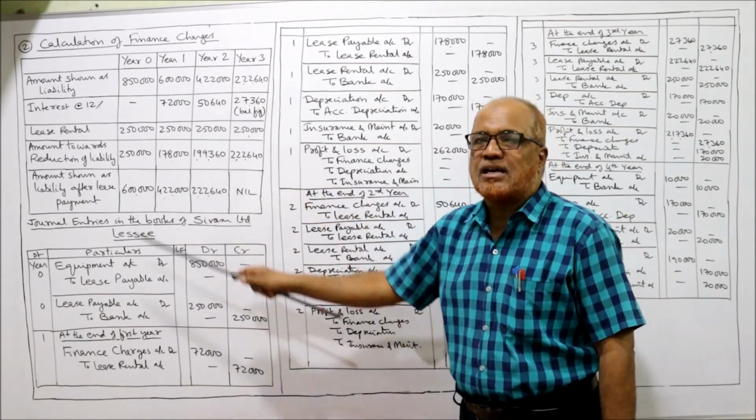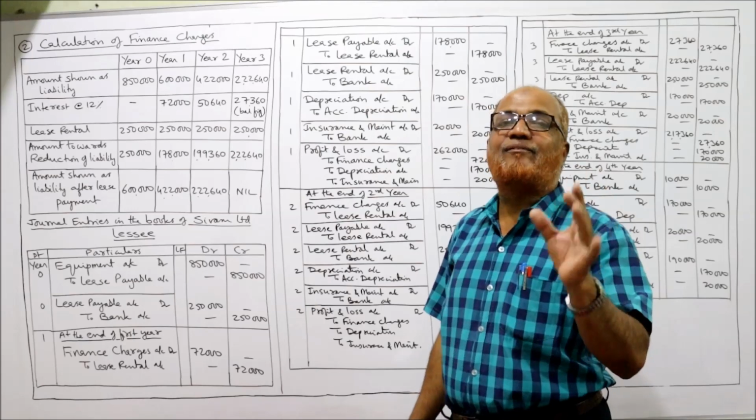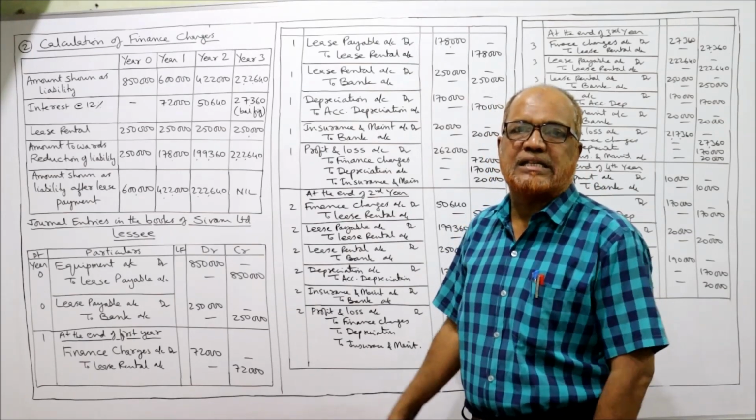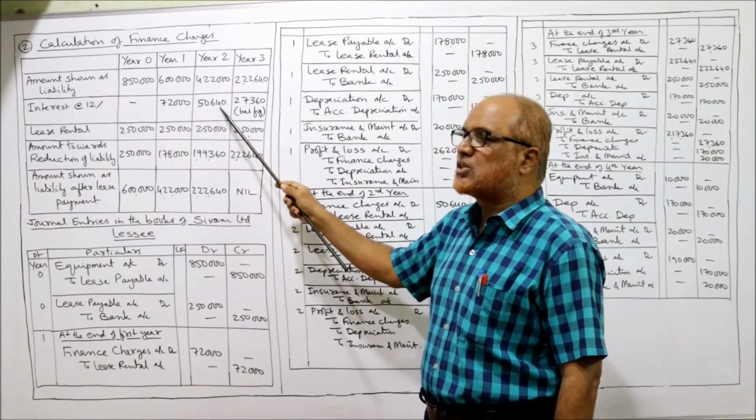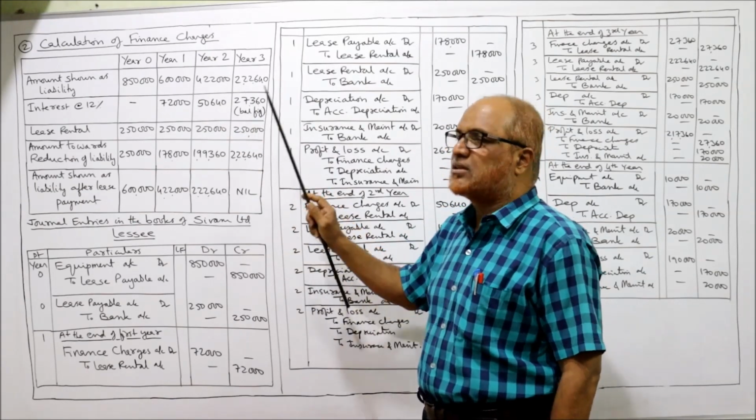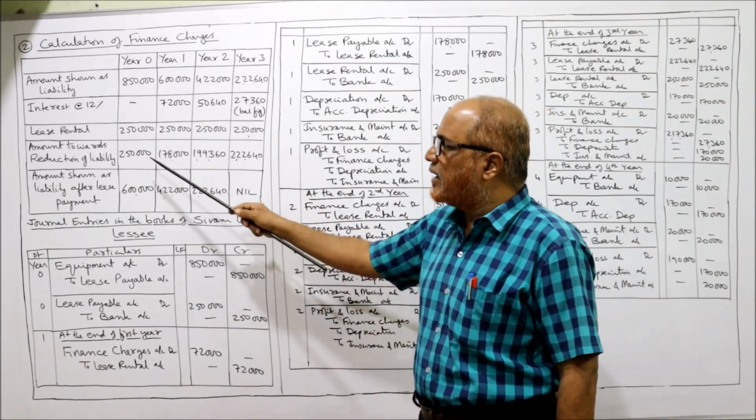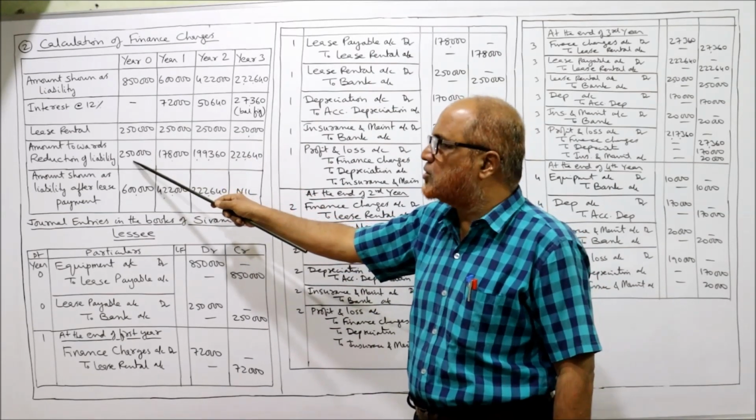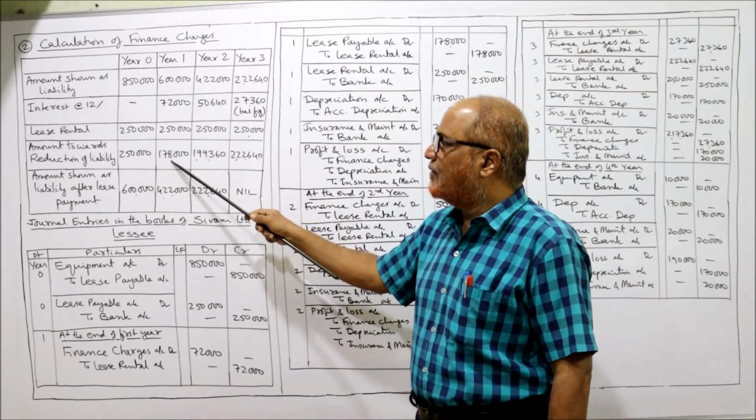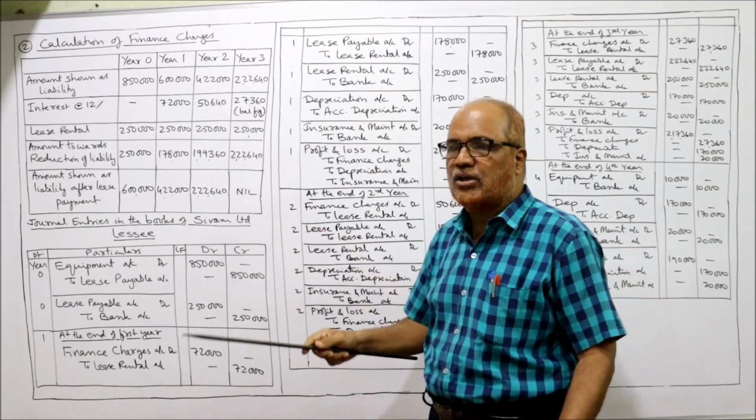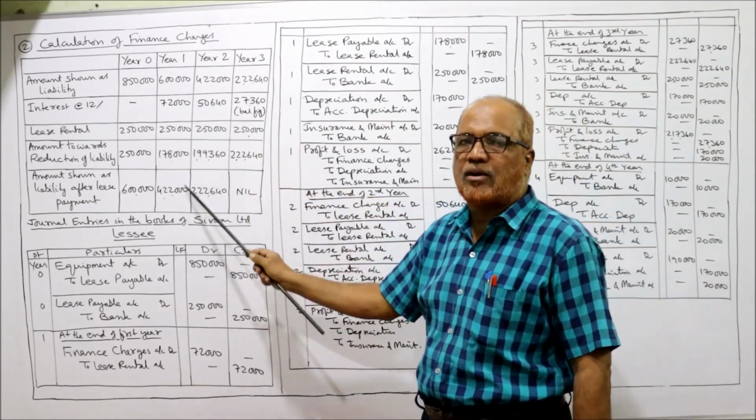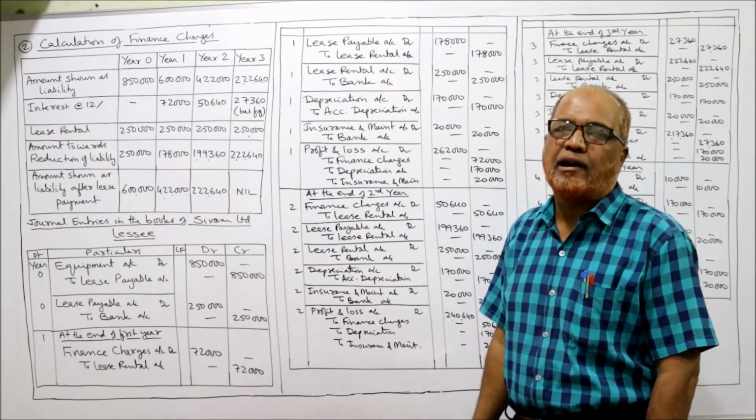So by making this table, we come to know the finance charges, interest charges. First year interest charges 72,000, second year 50,640, third year 27,360. And the principal repayment 0 year 2,50,000, first year 1,78,000, second year 1,99,360, third year 2,22,640. That's it. These are the calculations we require before passing the journal entries.